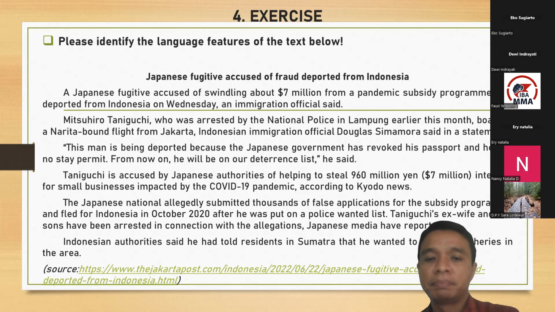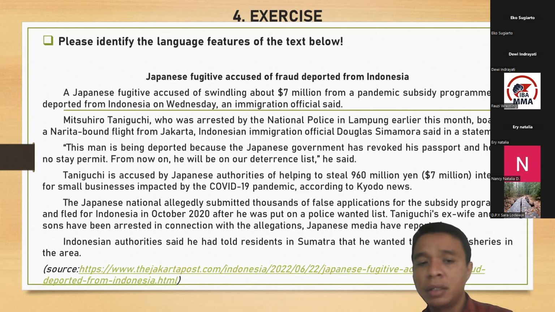Second paragraph is arrested by the National Police in Lampung earlier this month and boarded. Okay. And one more that is mentioned also: said, official Douglas Simamura said in a statement. Yes, that's it. Okay, what about the third paragraph? The third paragraph also mentioned about the past tense, deported.